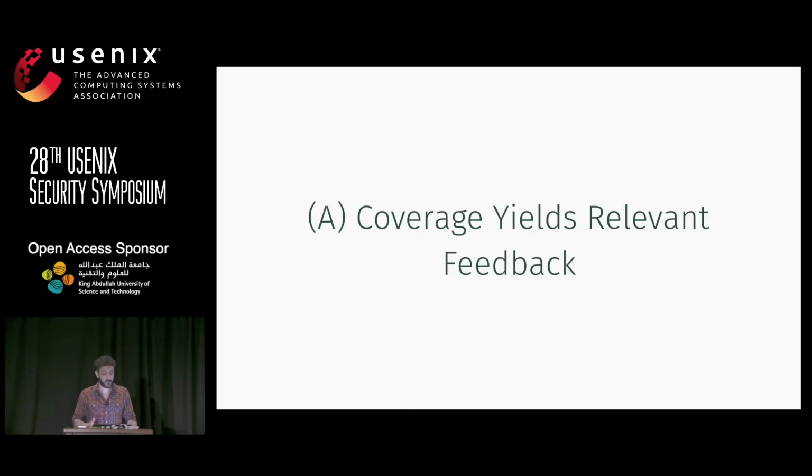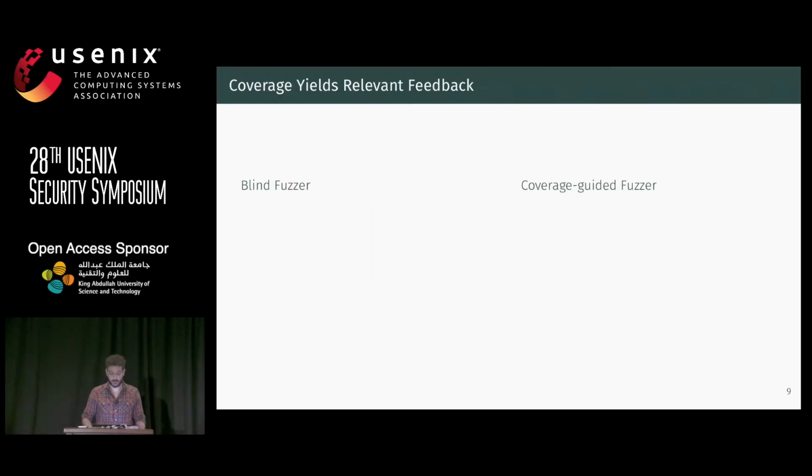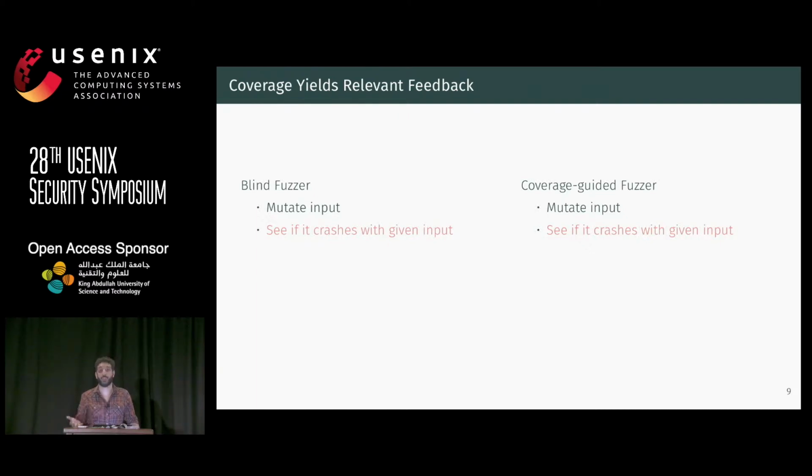The first assumption is that coverage yields relevant feedback. What does that mean? You have 2 kinds of fuzzers. In our paper, the coverage-guided fuzzers are fuzzers like AFL that use feedback, right? And there are blind fuzzers. That's the name that we chose in our paper for the ones that do not have any feedback. Both of them have some kind of input that they mutate, and both of them can see if a crash has happened due to this input, right?